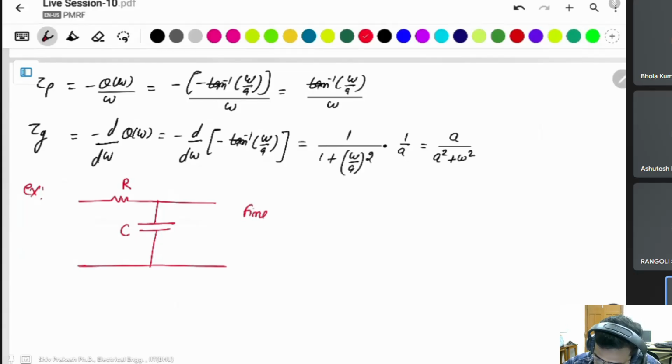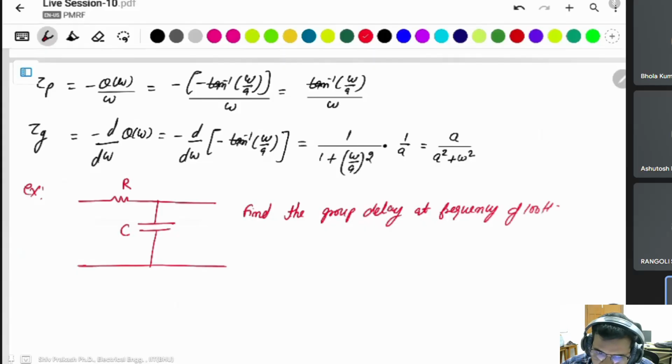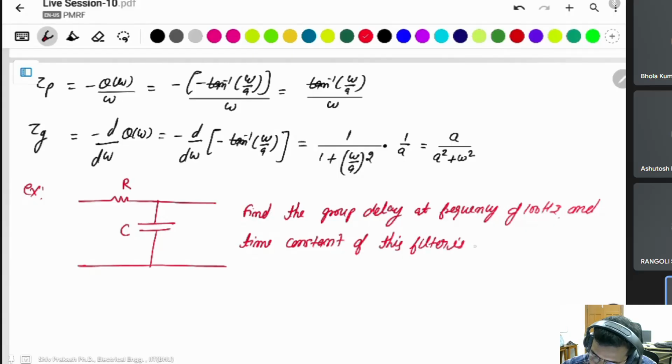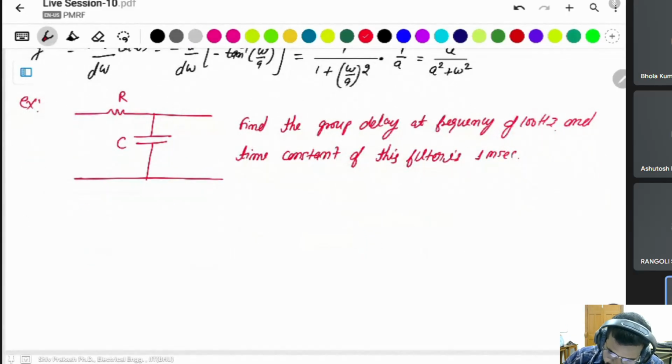For this circuit, find the group delay at a frequency of 100 Hz, and the time constant for this filter is 1 millisecond. How can I find the group delay for this filter?